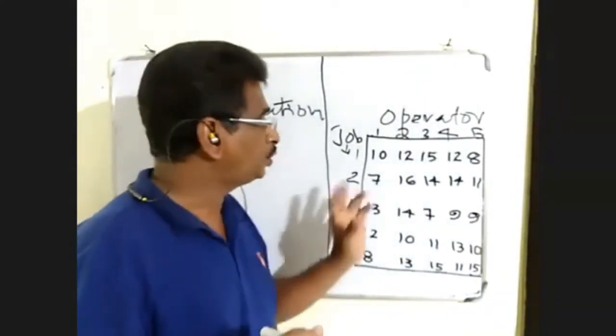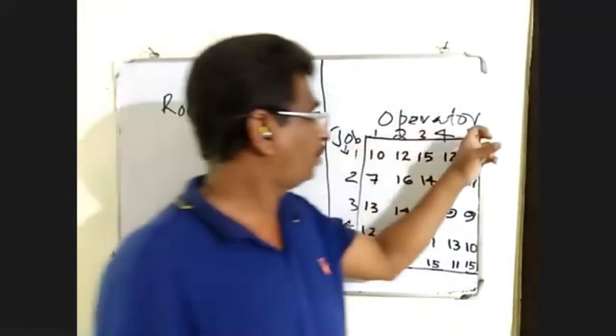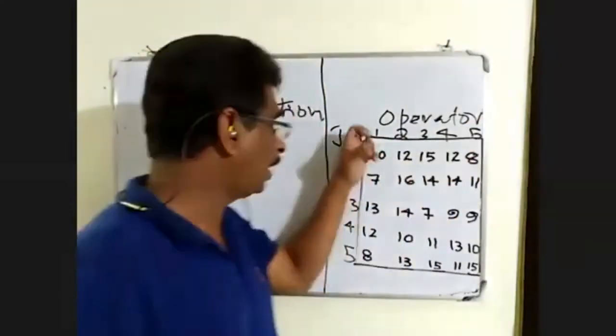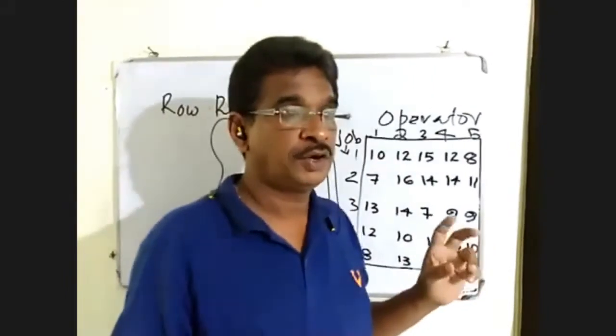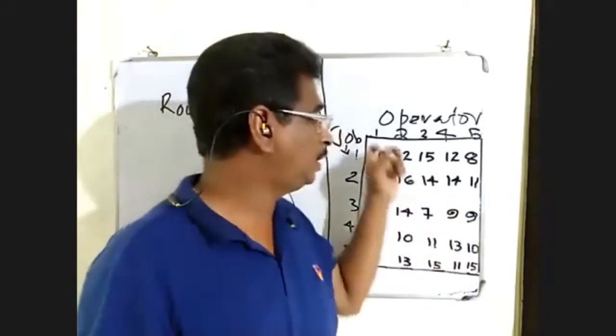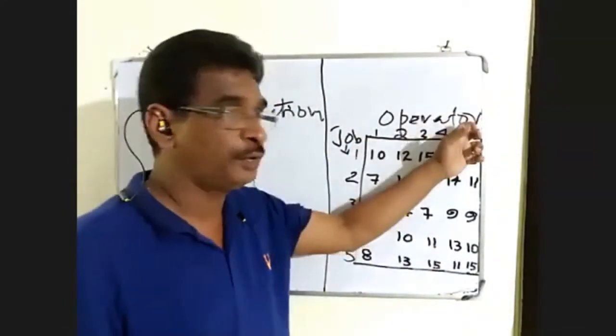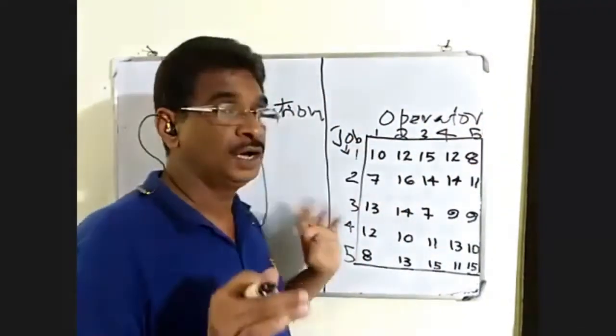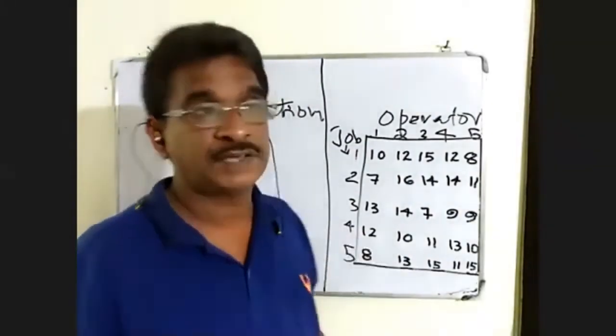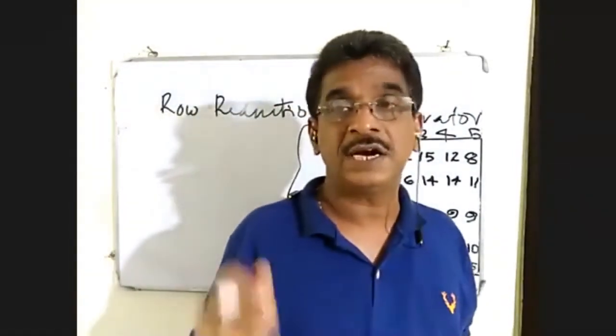You can see that there are 5 operators and 5 jobs. So we cannot have fewer than 5. Both should be equal. It's a square matrix. That means the number of jobs should always be equal to the number of operators. Such a type of assignment problem is known as a balanced assignment problem.